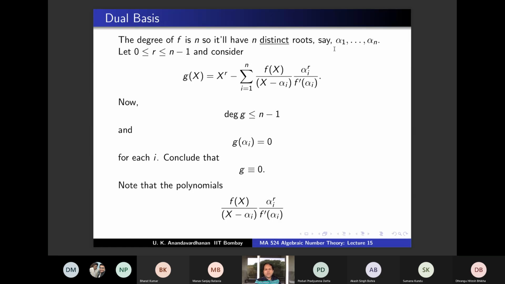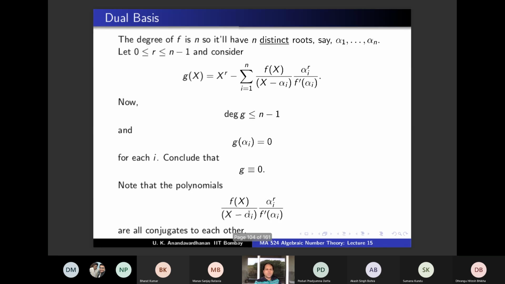And the next observation is, if you take these polynomials, whatever is coming inside, f(x) by x minus alpha i times alpha i power r by f prime alpha i, all these things are conjugates to each other. That's clear, no? Because if you apply sigma, sigma is a Galois element. Sigma of alpha is some alpha j, and sigma will fix the coefficients of f. So these are all conjugates to each other. Now you define the trace of a polynomial as trace on the coefficients, the natural definition.